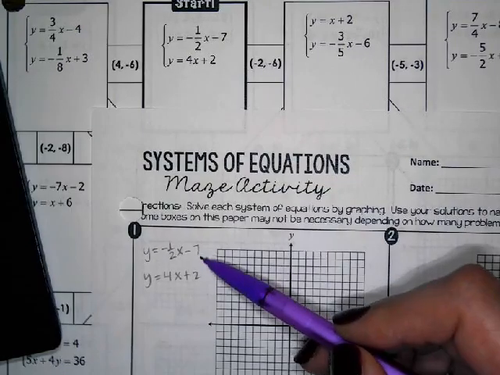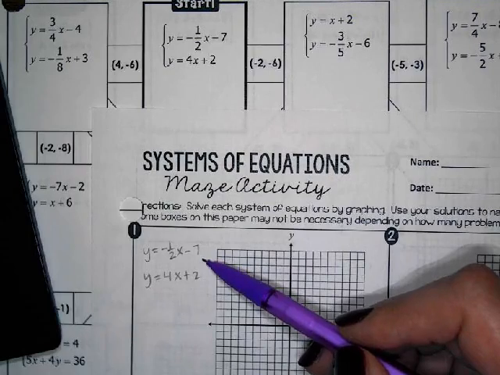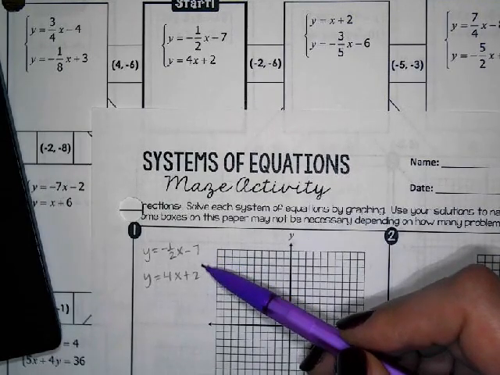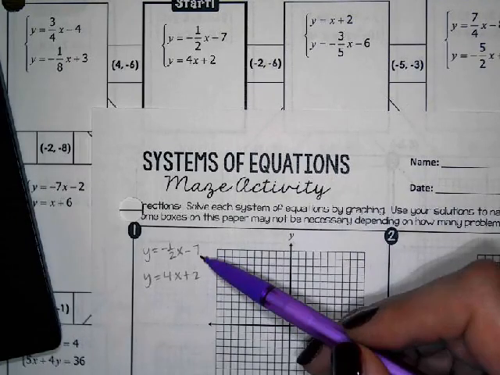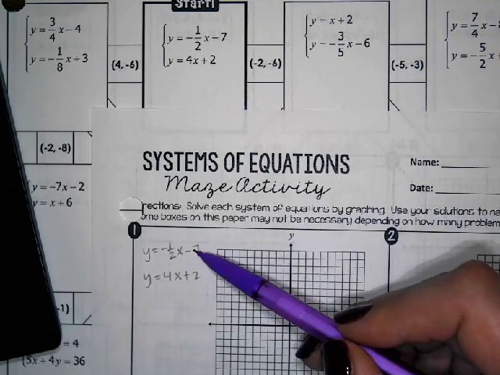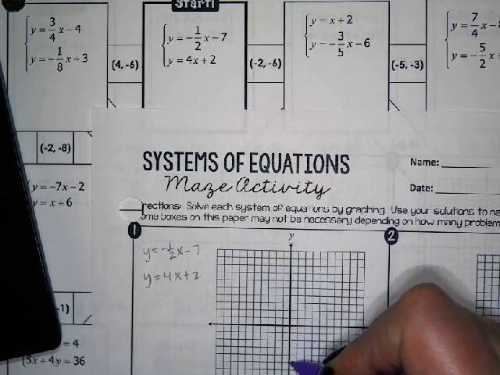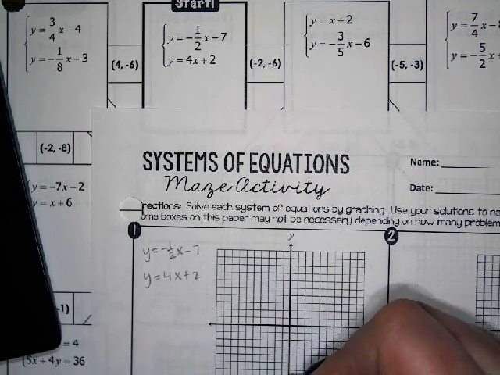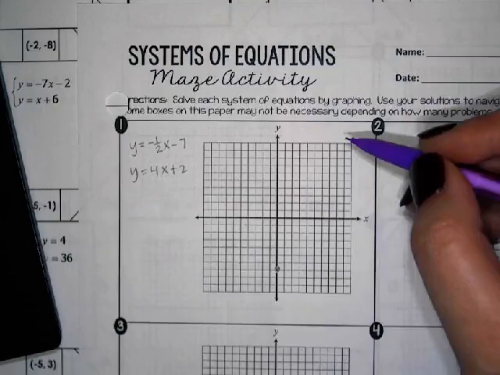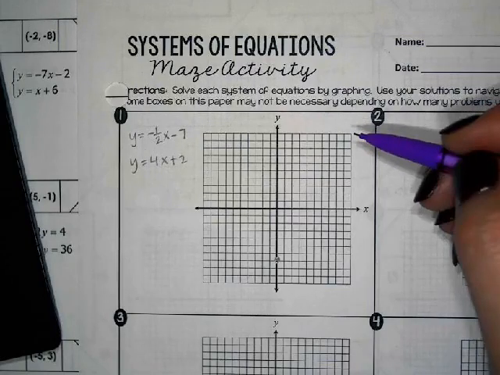So when we graph a straight line, do you guys remember if it's in y equals mx plus b form where we start the line? We start at the y-intercept, so this one's going to start at negative 7. So we're going to go down 1, 2, 3, 4, 5, 6, 7. Start at negative 7. And then where do we go from there?